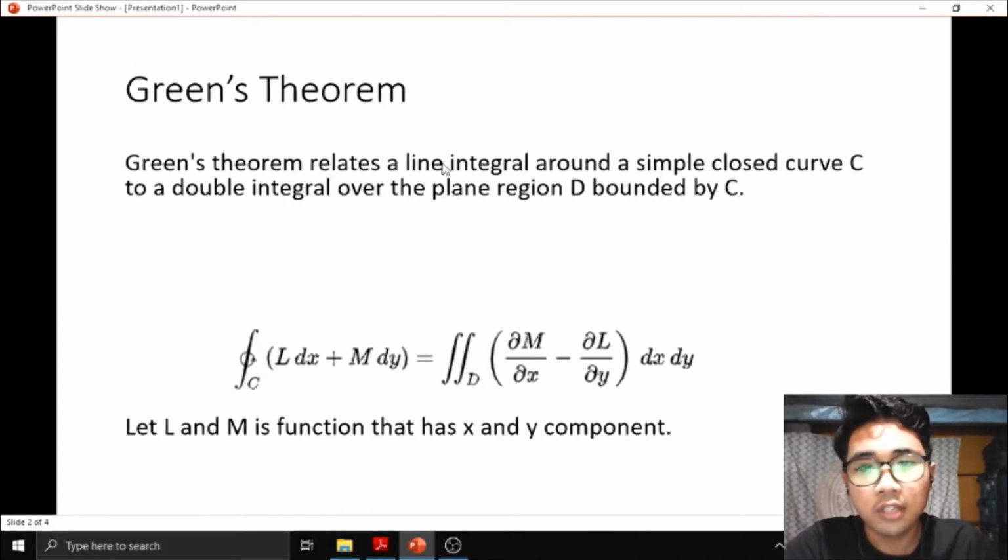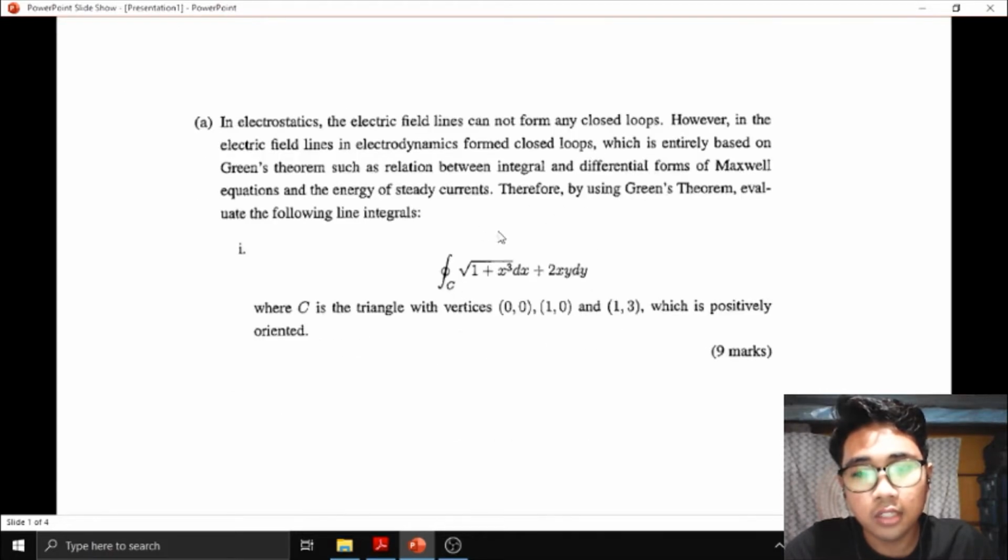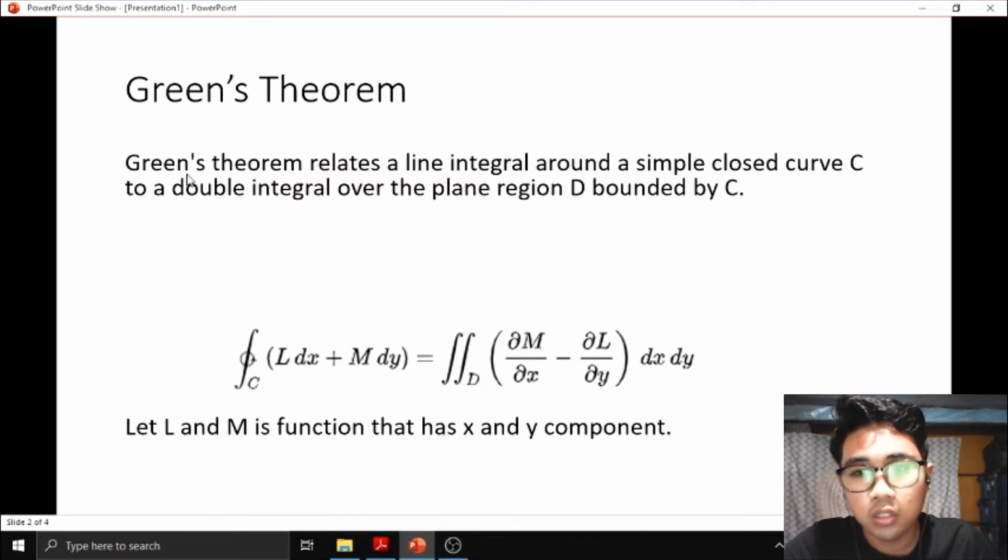Okay, Green's theorem relates a line integral around a simple closed curve C to a double integral over the plane region D bounded by C. From this definition, we can see that on the left side, this is a normal, simple line integral, like the one in this question, but we can relate the line integral to the double integral over the plane region D bounded by C.